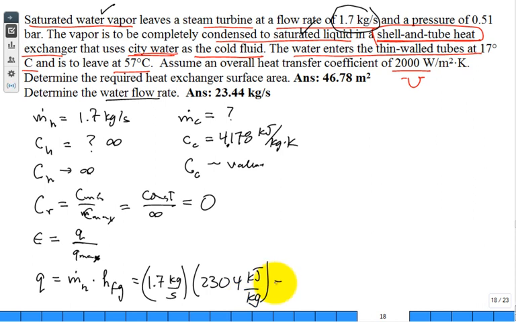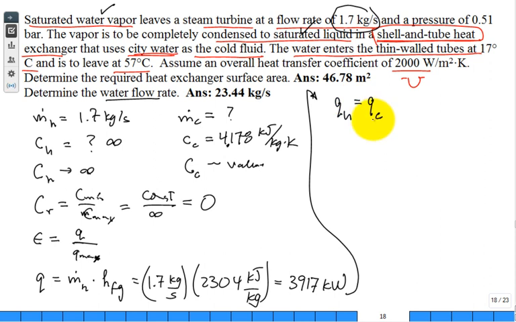So we calculate the rate of heat transfer: 3917 kilowatts. Where did we get that again? Only from looking at the hot fluid. So we know what we need to achieve. We're sizing our heat exchanger. Is the Q that comes out of the hot equal to the Q that goes into the cold? Yes. We just calculated that what comes out of the hot is 3917 kilowatts.